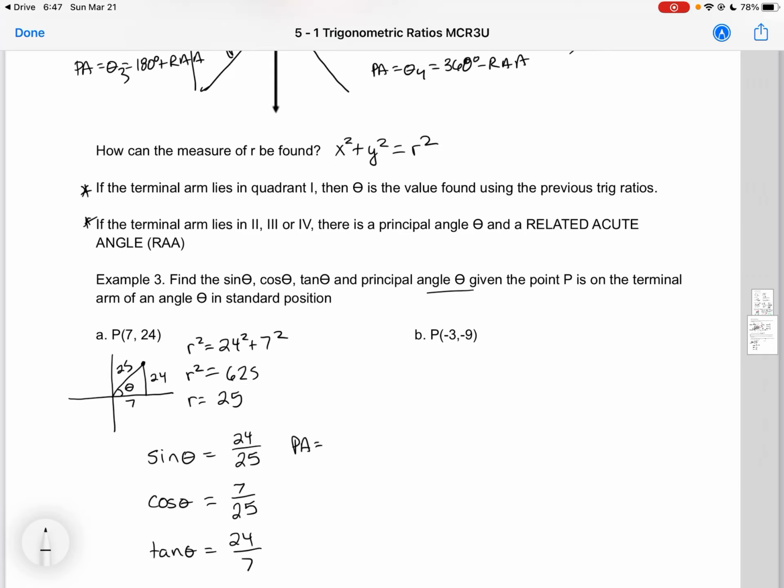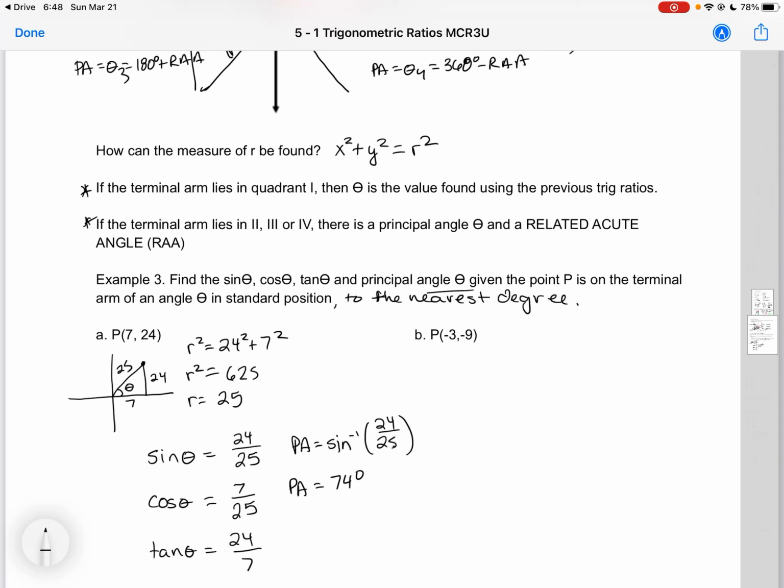So my principal angle is going to be the sine inverse of 24 over 25. You could use any of the other ratios in this case. And that's going to give me about 74 degrees. So let's say, to the nearest degree.